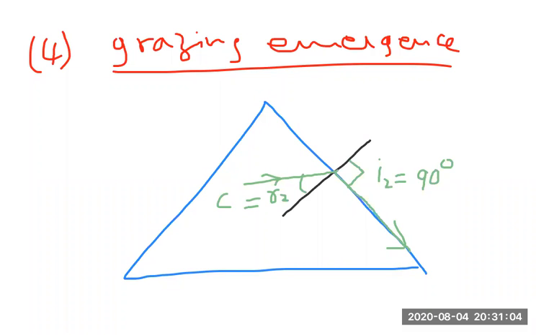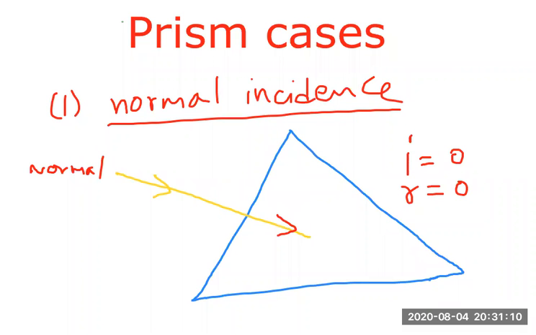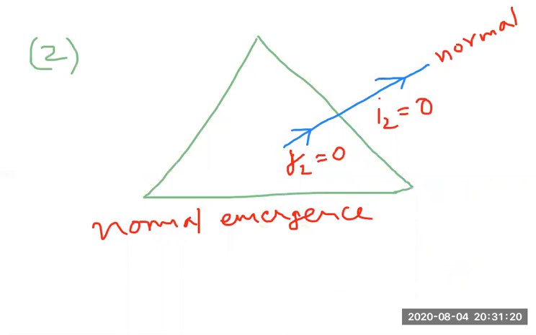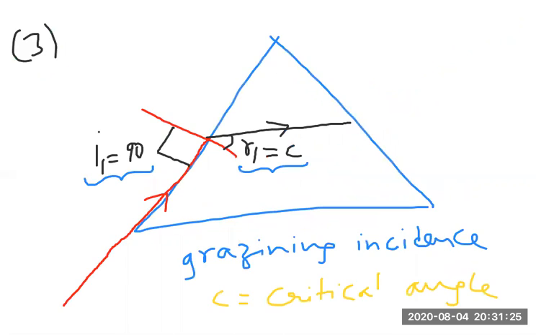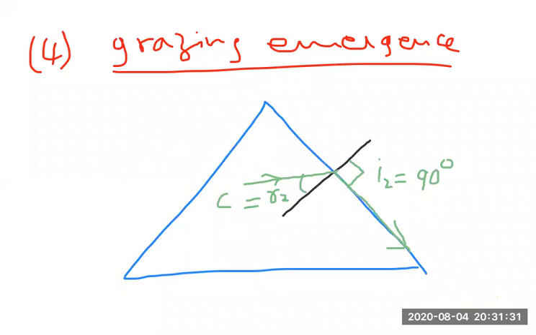So these 4 points we have to remember from the examination point of view. The first one is normal incidence, I1 is 0, R1 is 0. Then normal emergence, I2 is 0, R2 is 0. Next grazing incidence, I1 is 90, R1 is C, and grazing emergence, I2 is 90, R2 is C. These are the situations you have to know.